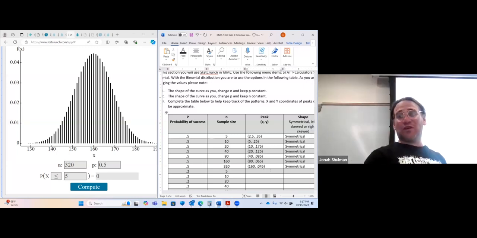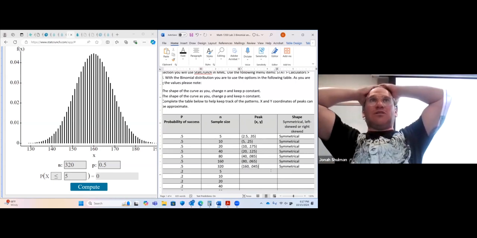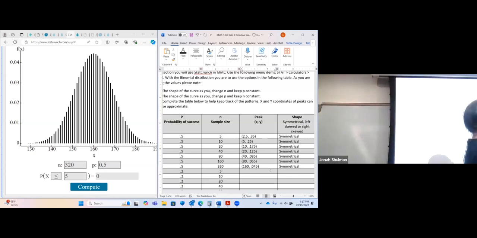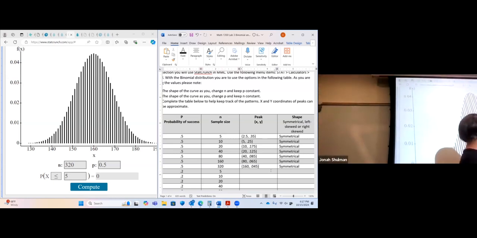Okay, so we did the first part of our lab, right? Are there any questions? Now we have to change some things. What is the probability of success? It's flipping a coin. Does that make sense, that it's symmetrical the whole time? Should it always be symmetrical if it's a 50% probability? Yes. However, things are about to change.